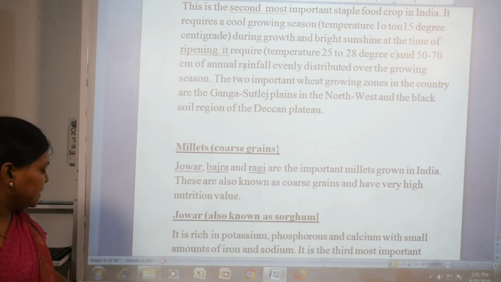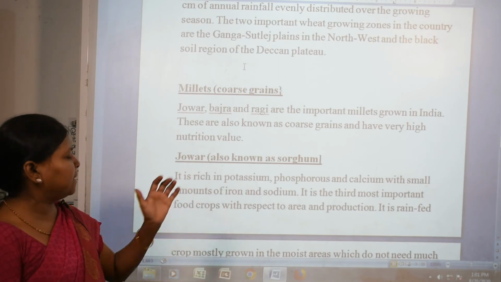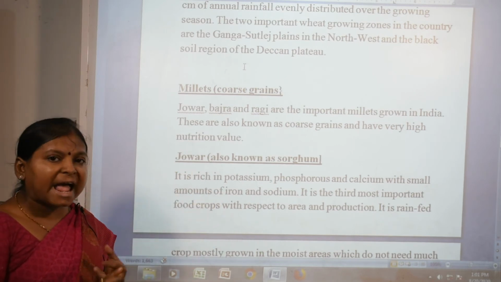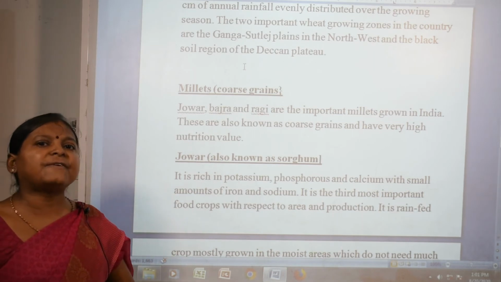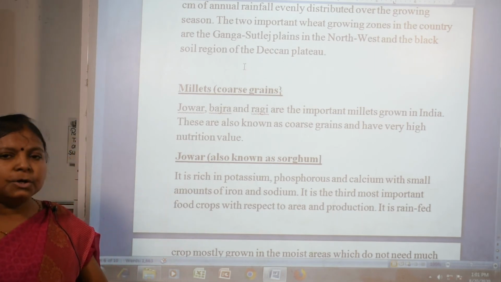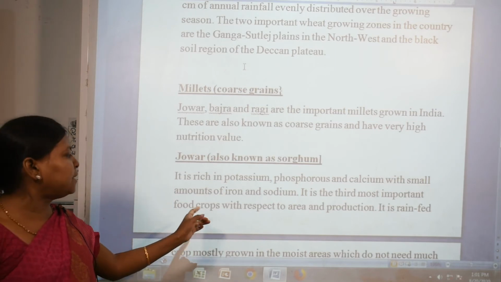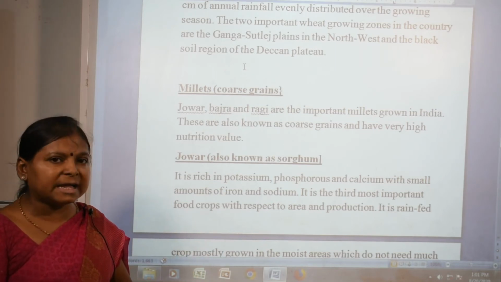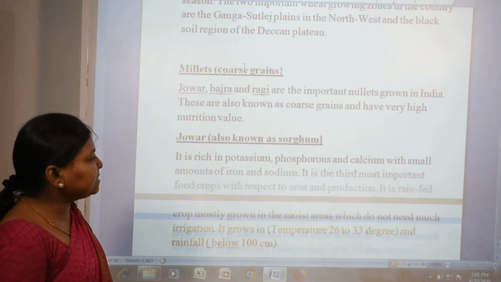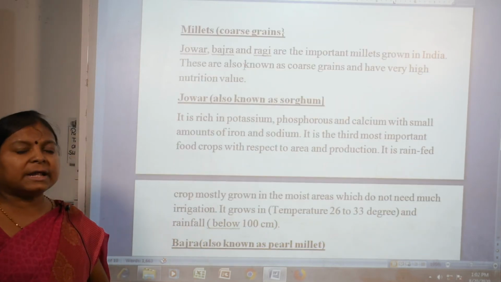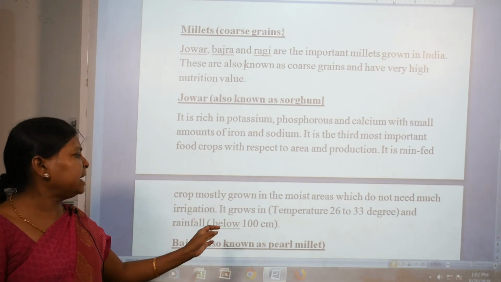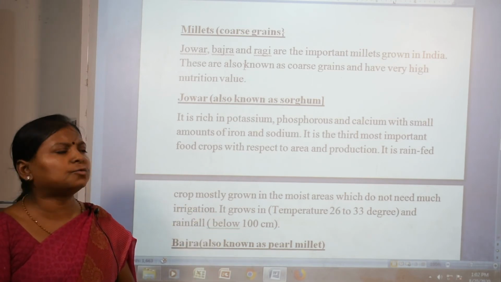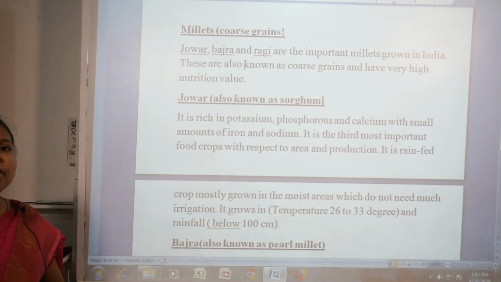First one is the jowar, and it is also known as sorghum. Do you know it is rich in potassium, phosphorus, calcium and with a small amount of iron and sodium. Do you know it is the third most important food crop with respect to area and production. It is a rain-fed crop mostly grown in moist areas which do not need much irrigation. It grows in temperature near about 26 to 33 degrees and rainfall below 100 centimeter.